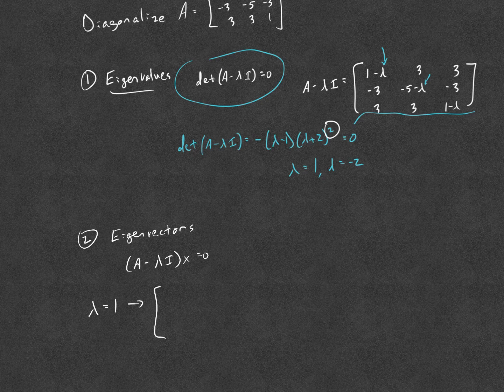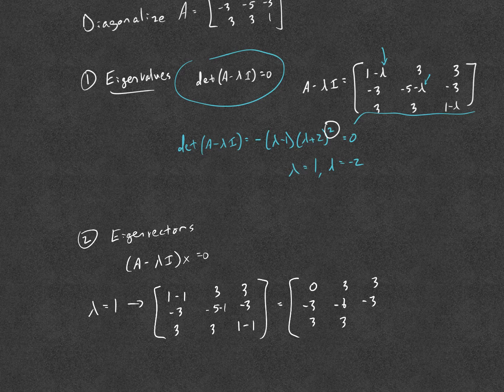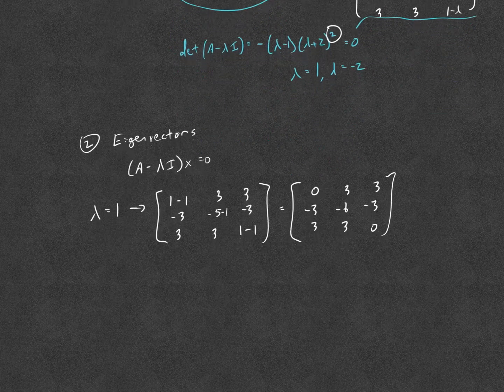So for my original matrix, 1 minus 1, 3, 3. I'm subtracting 1 because that's the eigenvalue. -3, -5 minus 1, -3. And then 3, 3, 1 minus 1. Okay, so we subtract 1 along the main diagonal. And then you get 0, 3, 3, -3, -6, -3, 3, 3, and 0. All right, that is the A minus lambda I matrix.